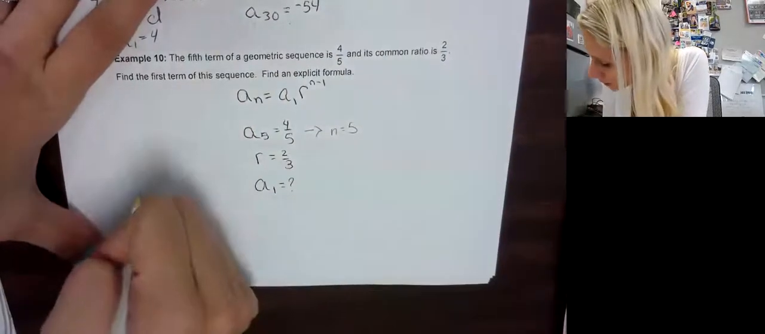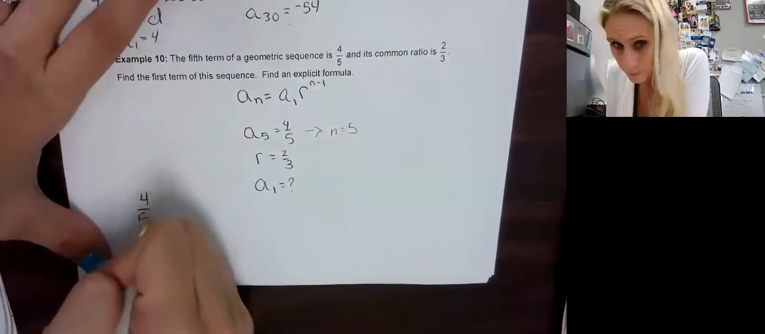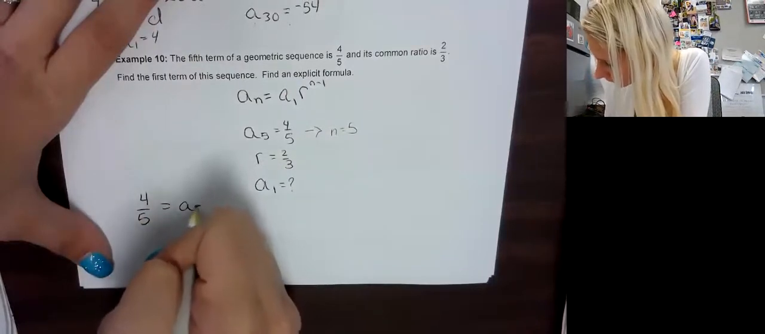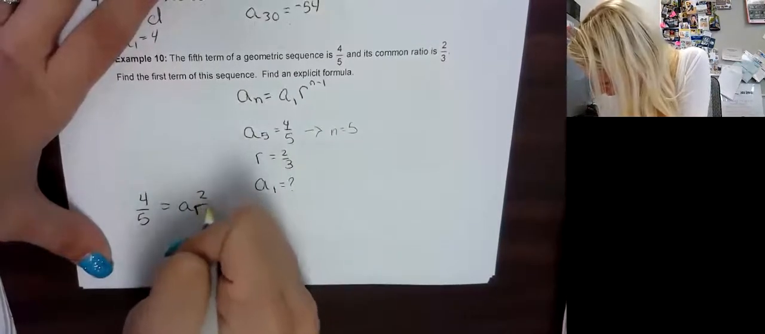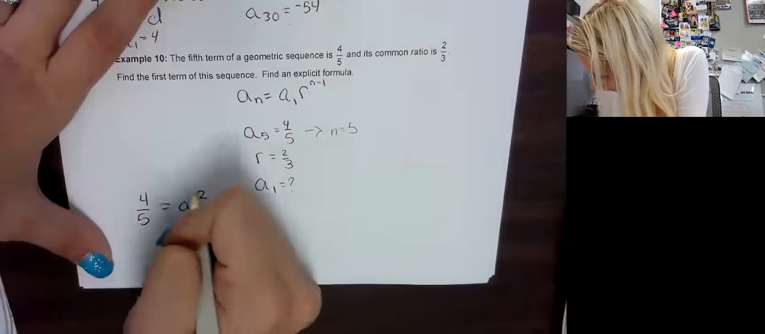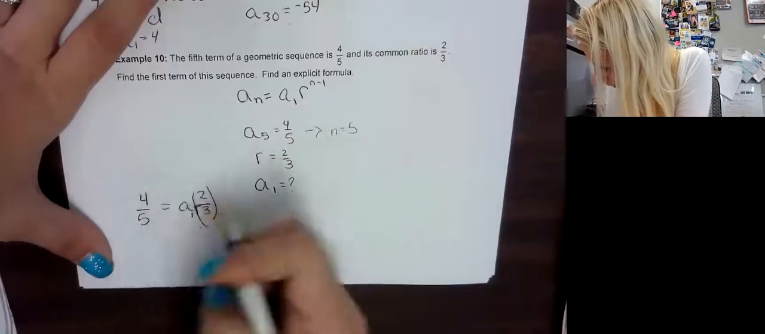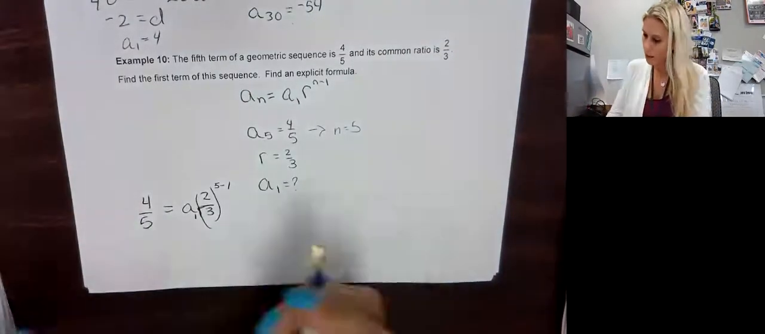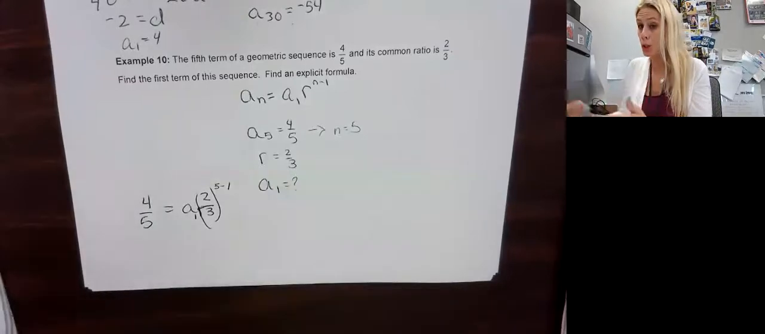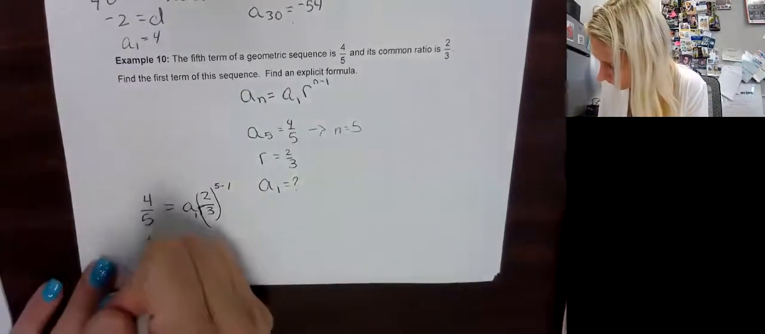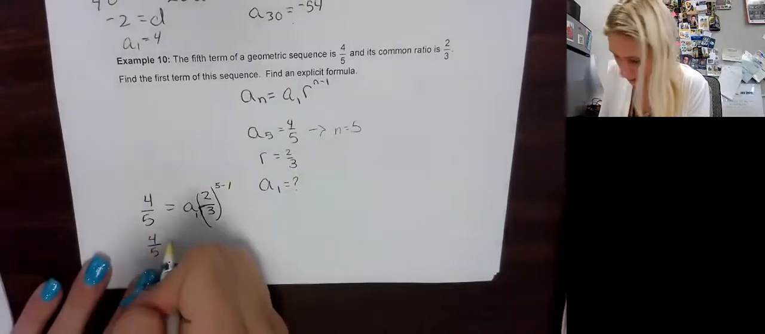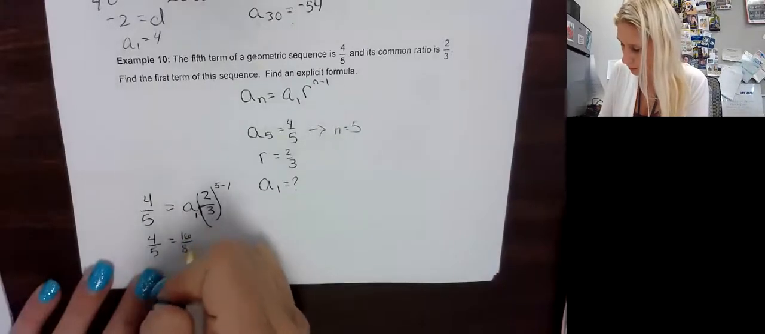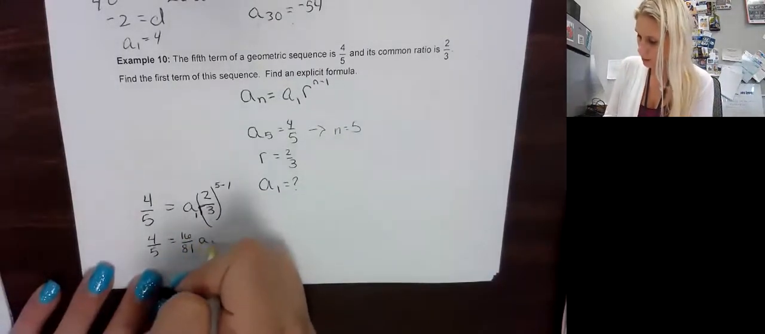So let's plug it in. We get 4/5 equals a subscript 1, which is what we're trying to find, times our ratio, 2/3, to the n minus 1, where n is 5. 5 minus 1 is 4. We can do 2/3 to the 4th in our calculator. So we get 4/5 equals, and when we do that in our calculator, you get 16/81 times a subscript 1.